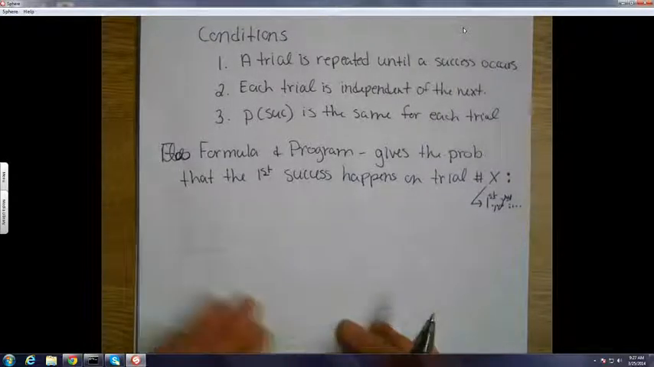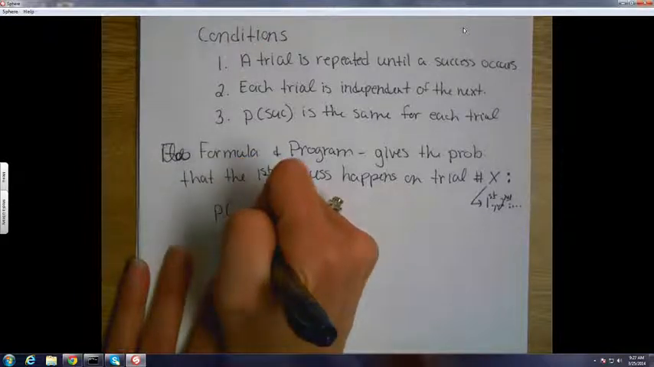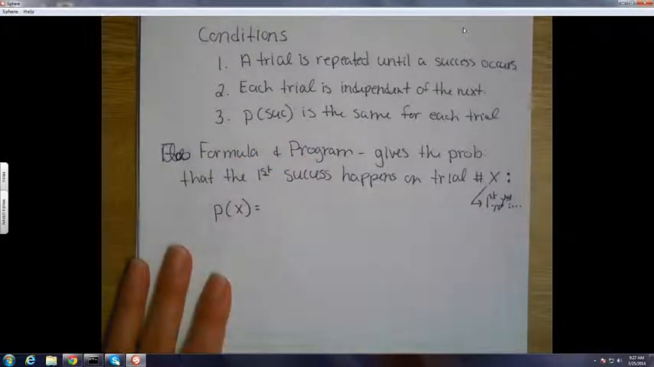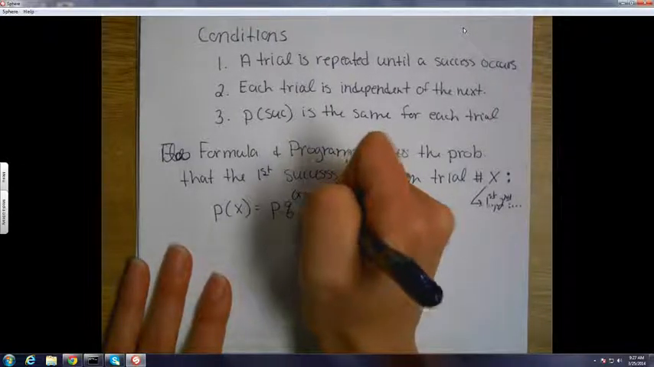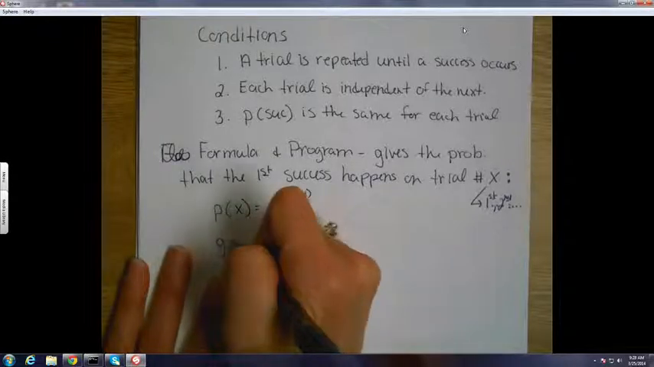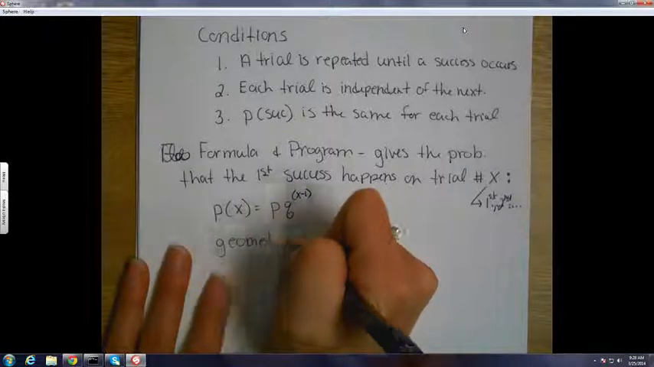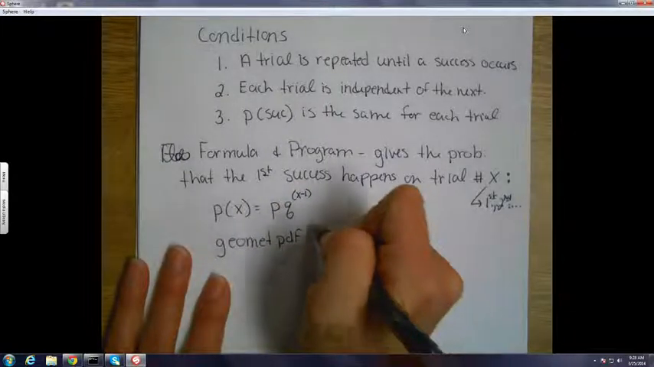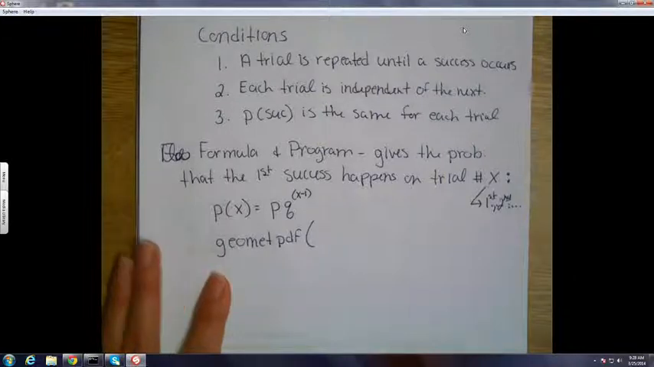Okay, so the probability of the first success happening on trial number X is given by the probability of a single success multiplied by the probability of a failure raised to the X minus 1. Pretty easy formula if you had to do it by hand, but again, it's built in. You're going to find that under our distributions, GeoMet PDF, under distributions, yep, GeoMet PDF.